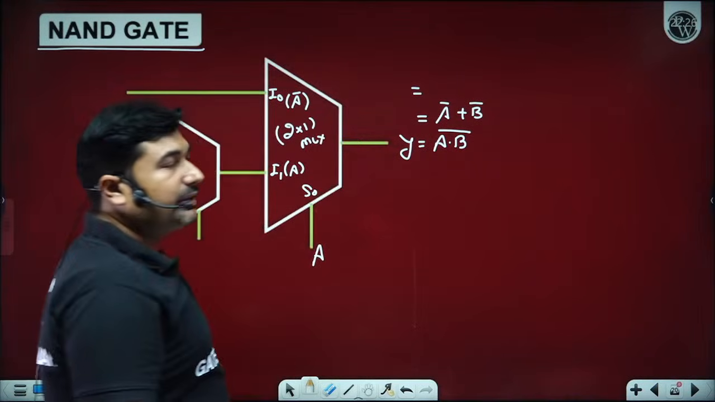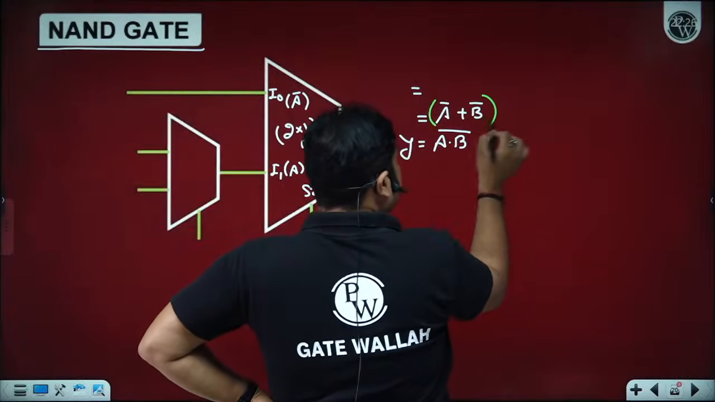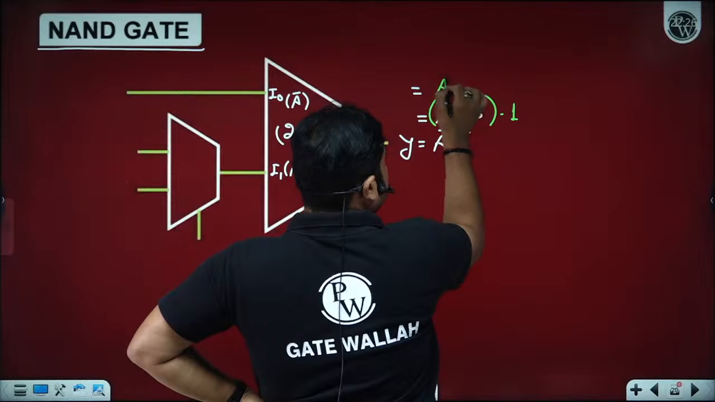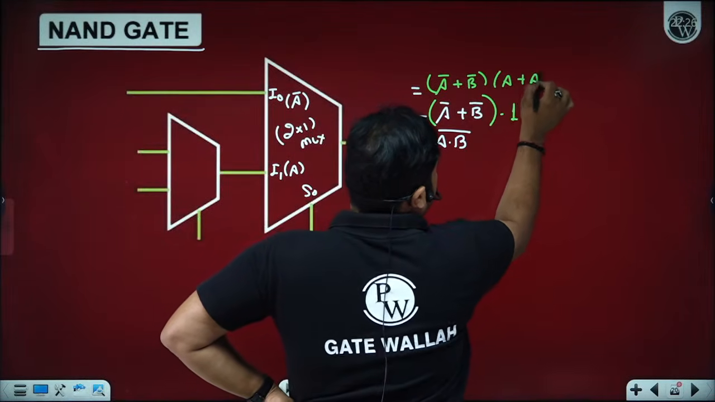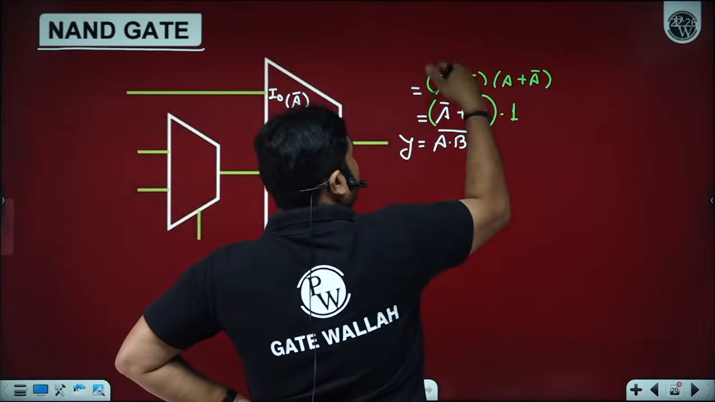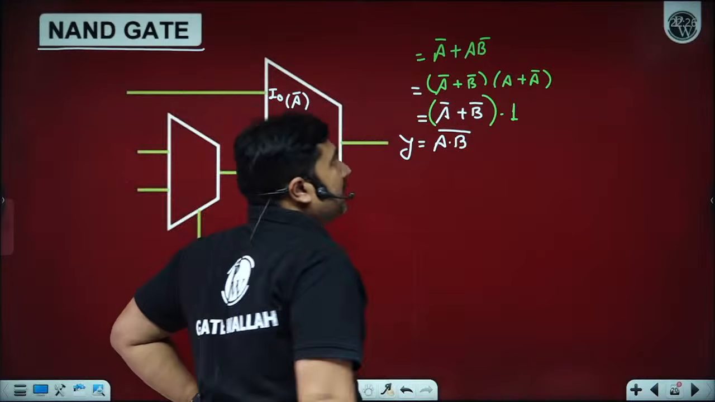Since I want to implement A bar plus B bar, this is a POS. So to implement this, can I write like this? Yes, sir. So this will become A bar plus B bar. Can I write A plus A bar? Yes, sir. So A bar, if we multiply A bar plus of A B bar, can I implement like this?